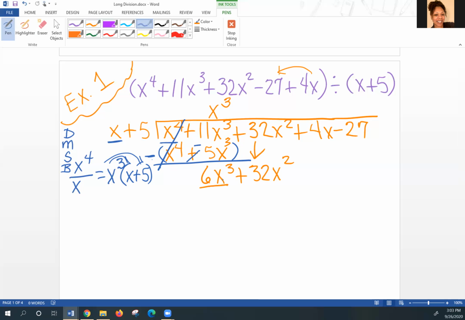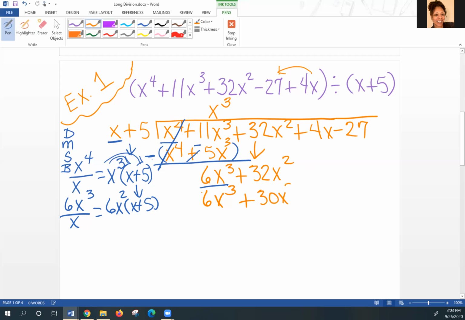First term, which is going to be 6x cubed divided by that same first term of my divisor. 6 divided by 1 is 6. X cubed divided by x is x squared. And you will notice it's counting down, 3, 2. And again, I'm going to multiply by this divisor. I'm just going to keep bringing it down. This becomes 6x squared times x, which is going to be exactly the same as what's above it. 6x squared times 5 is a positive 30x squared.